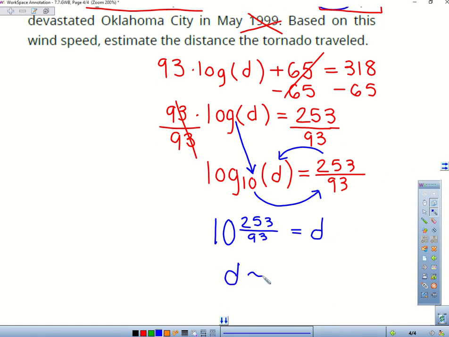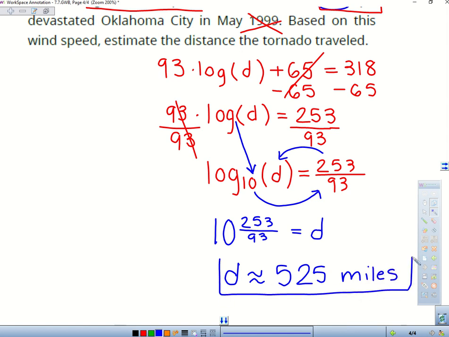So D is approximately equal to 525 miles. Why is this not miles per hour? Because it's distance. Exactly. Distance is miles. Well, it can be miles. In this case, it is. Could be like kilometers as well. All right.